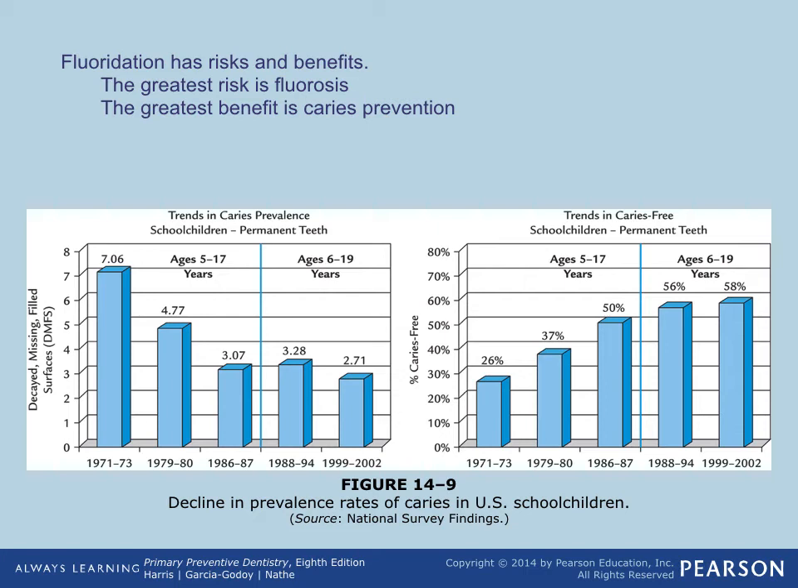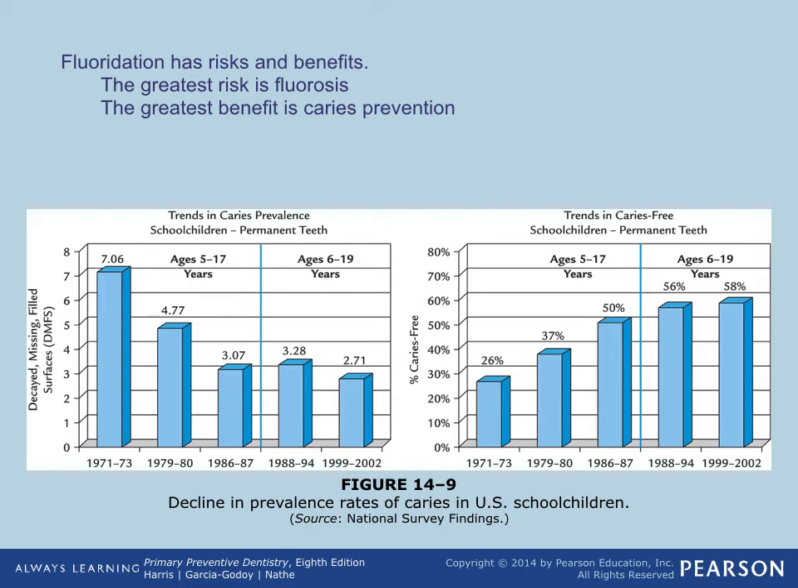What we see here in the graph on the left is that they were looking at decayed, missing, and filled surfaces of school children. And back in the early 70s, you see they had 7 surfaces, but by 1999 to 2000, we're down to 2.7 surfaces.